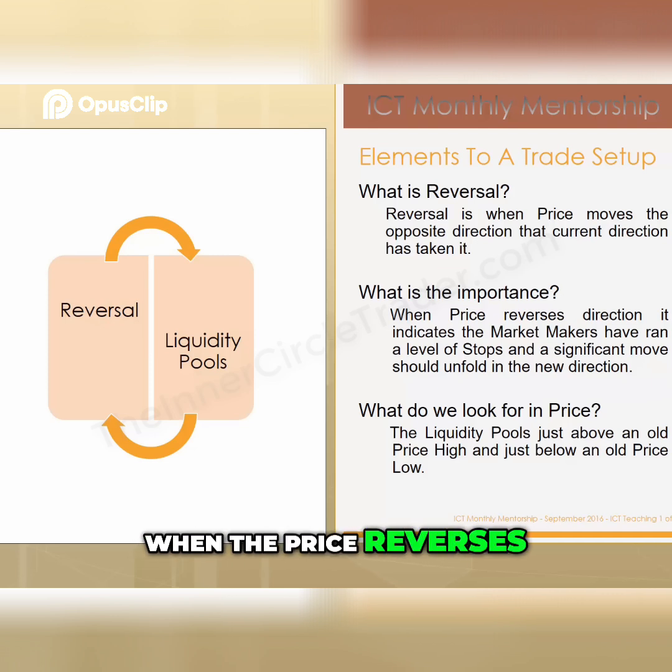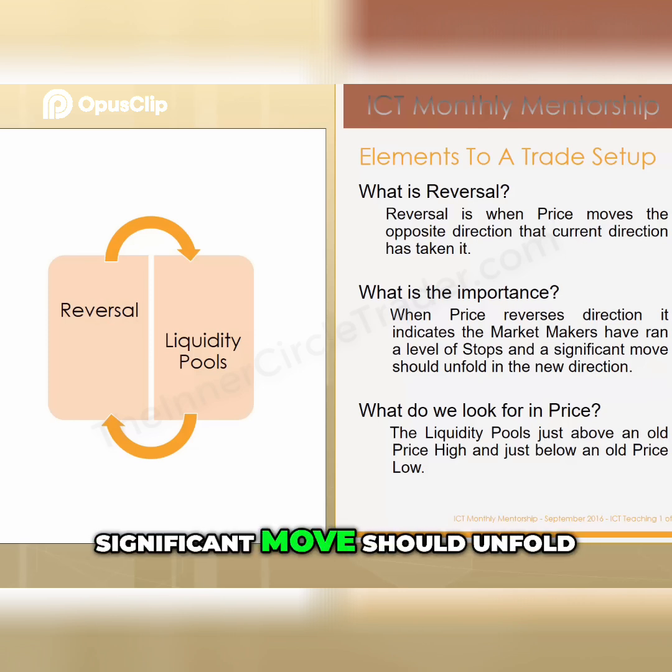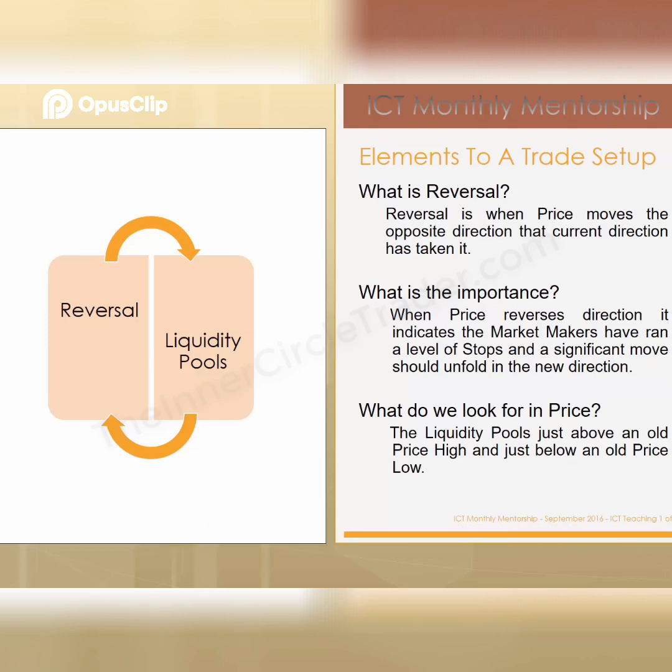When the price reverses direction, it indicates the market makers have ran a level of stops and a significant move should unfold in the new direction. What do we look for in price? The liquidity pools just above an old high and just below an old low.